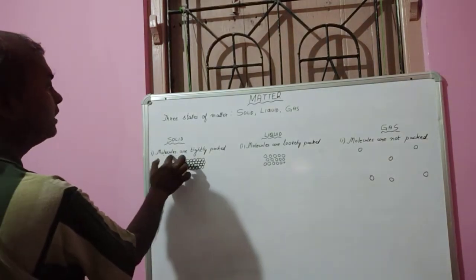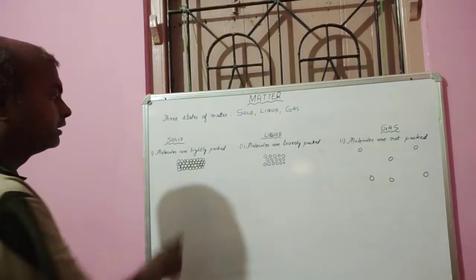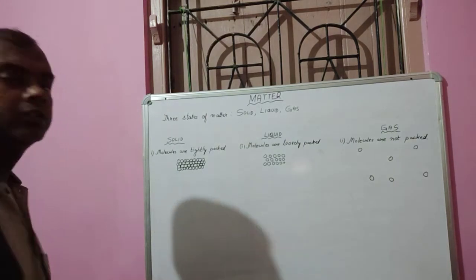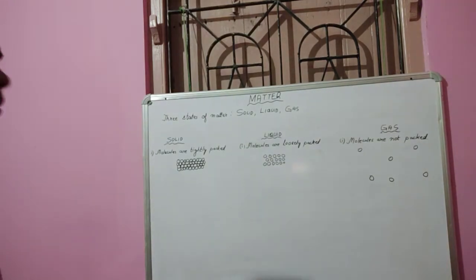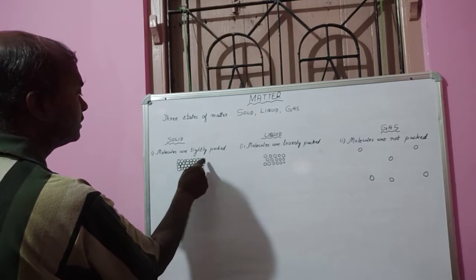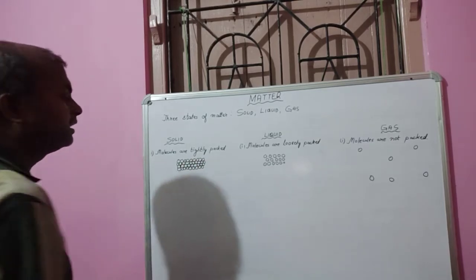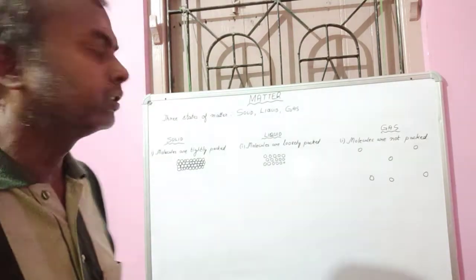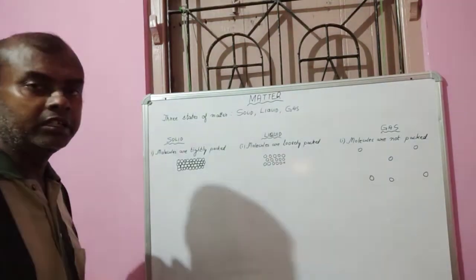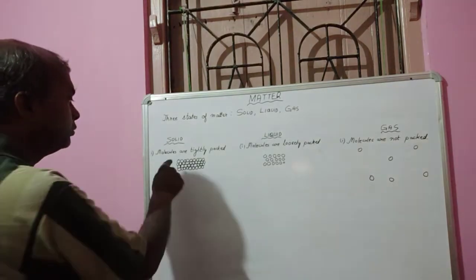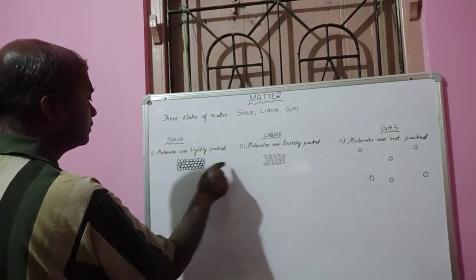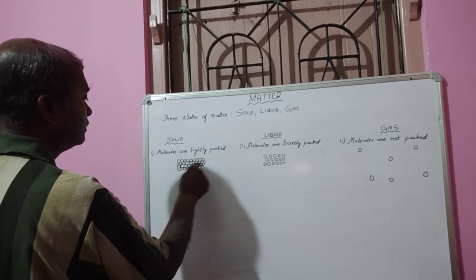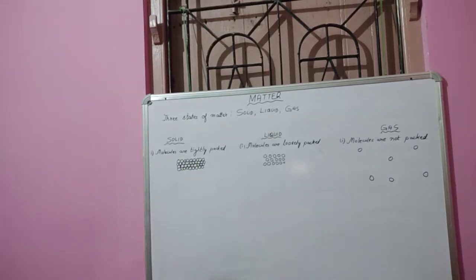In solid, the molecules are very tightly packed. As you can see, these are the molecules representing solid. In this you see that the molecules are so tightly packed that there are hardly any gaps between two molecules. The gaps are hardly noticeable. See, the molecules are arranged in rows. This is first row, second row, third row, fourth row, like that.